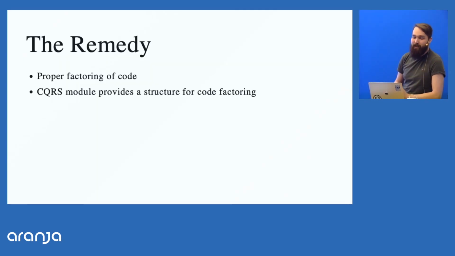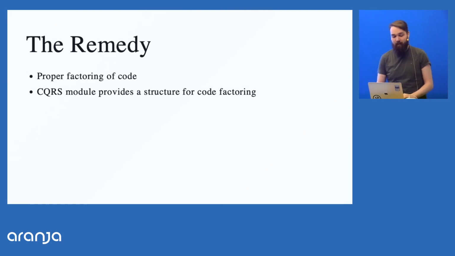So what is the remedy? The remedy is factoring your code properly. And that means we want to separate our logic from our services. And the CQRS module actually does provide quite a nice structure for doing this. And that structure is an event-driven architecture. So we want to separate our implementation from our services. We want to declaratively say in our service layer, this is supposed to happen, and then handle it somewhere else.